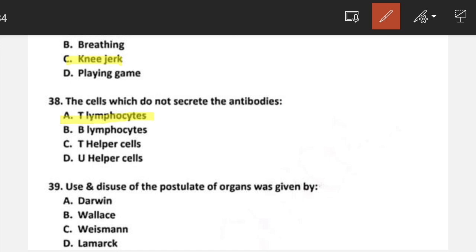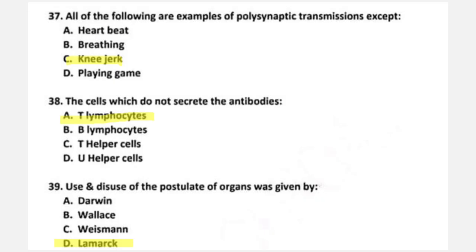Question number 39: use and disuse of organs was postulated by: option A, Darwin; option B, Wallace; option C, Weismann; and option D, Lamarck. The use and disuse theory was given by Lamarck, because he said that the more you use an organ, the more it will be developed in the next generation. If you stop using an organ, it will ultimately be diminished or reduced in size, become a rudimentary organ, or ultimately be absent in the next generation. So the correct option is option D, Lamarck.